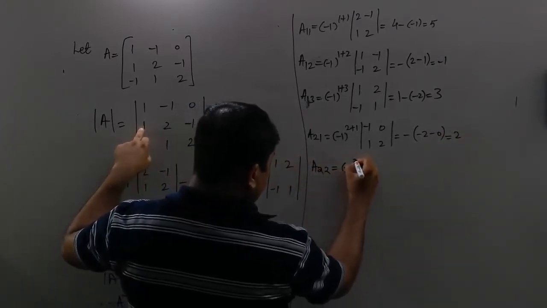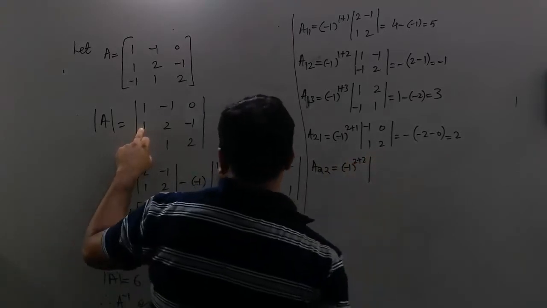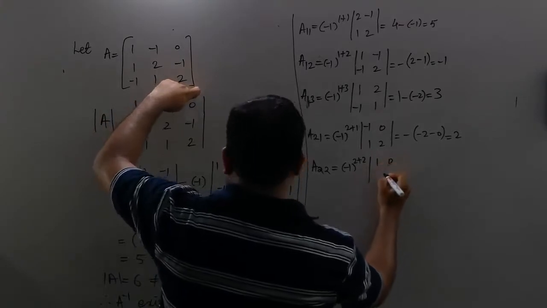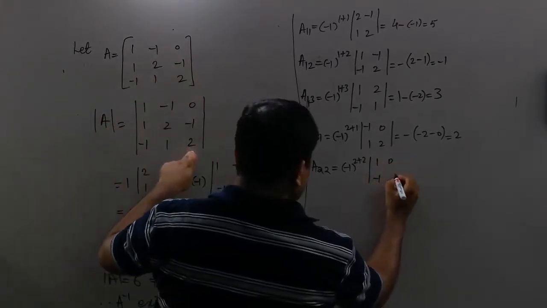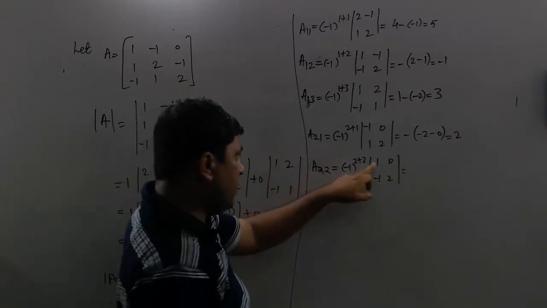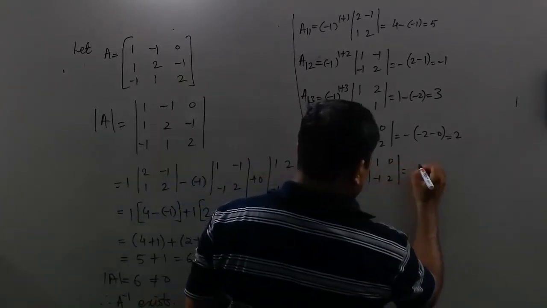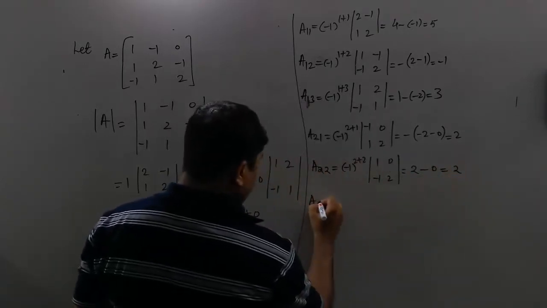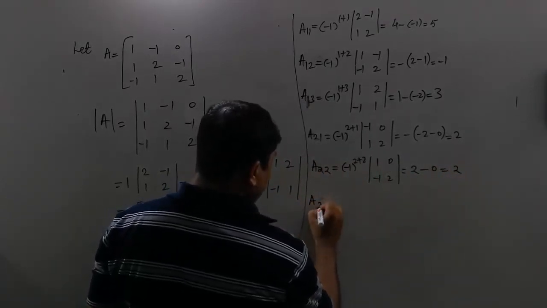The next element is (-1)^(2+2) and the minor of this element. So it is going to be 1, 0 and you will be having -1, 2. Now we consider (-1)^4, which is going to be 1, and this element 1 into 2 is going to be 2, and minus 0. So it is 2. Now we consider A 2 3.